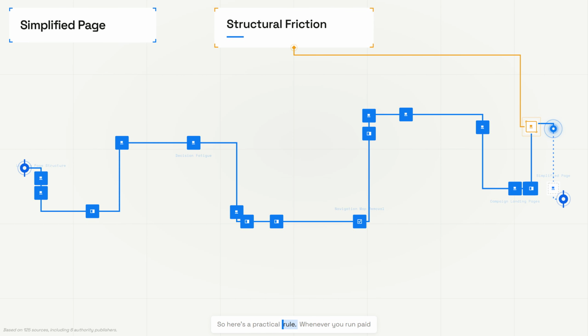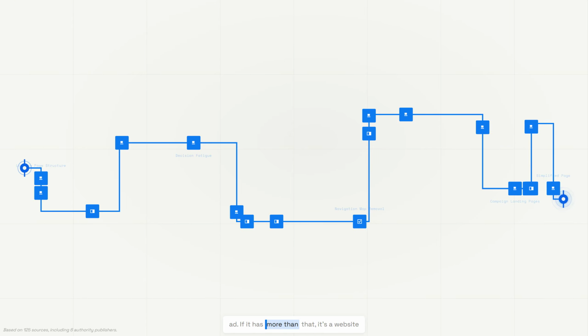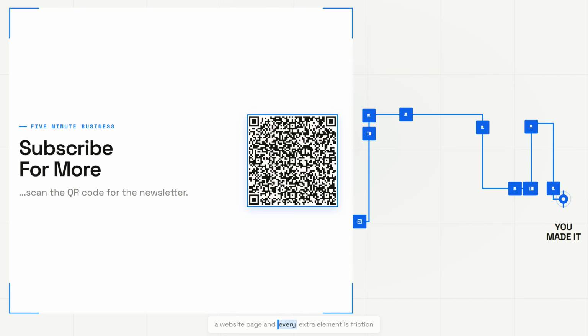So here's a practical rule. Whenever you run paid or campaign-driven traffic, send visitors to a dedicated landing page for that campaign, not your homepage. One CTA, no navigation, and messaging that mirrors the ad. If it has more than that, it's a website page, and every extra element is friction you're paying real money for.